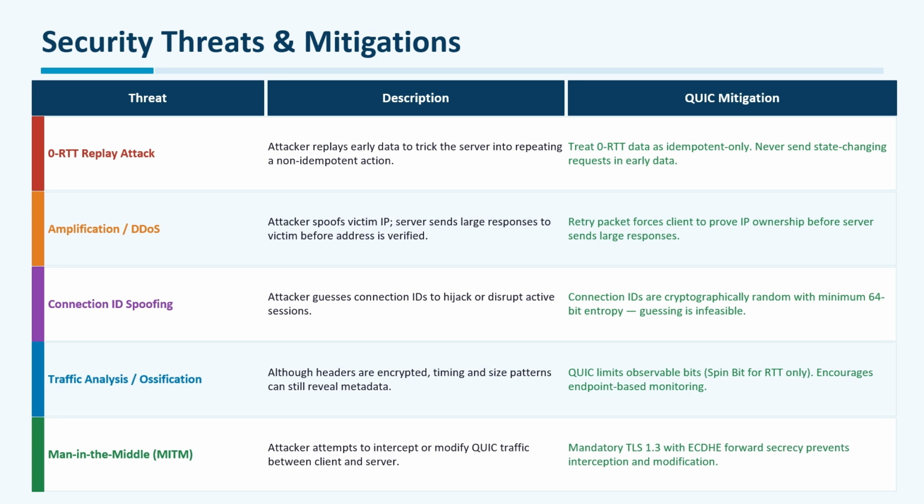Its mitigations include using cautious application policies for zero-RTT and avoiding sending replay-sensitive requests in early data, enforcing address validation and anti-amplification protection during handshake processes, and using modern certificate validation and secure TLS configuration, because QUIC depends upon TLS for authentication and key establishment. Also, use endpoint-based logging and controlled observability tools rather than assuming middleboxes can inspect everything.